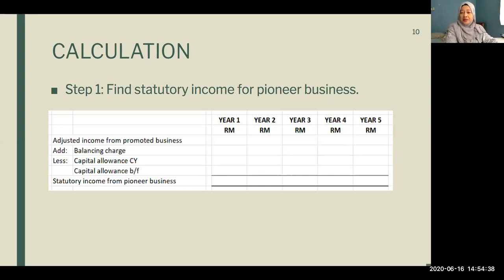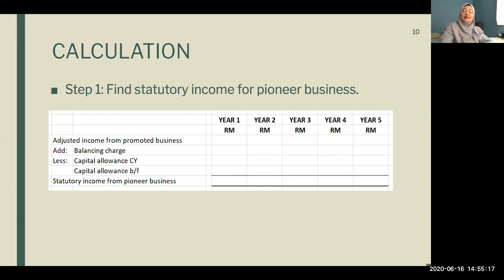So what is a statutory income? You must be well versed in your adjusted income. Normally, I don't give you profit before tax, but for this question, we have profit before tax. Our adjusted income for the business is for a 5 year period, because you have to do computation for 5 years to advise your client accordingly. So adjusted income plus balancing charge minus capital allowance. And remember, your capital allowance is made up of your current year and also your brought forward. Sometimes you also have your balancing allowance in that. Then statutory income from pioneer business.